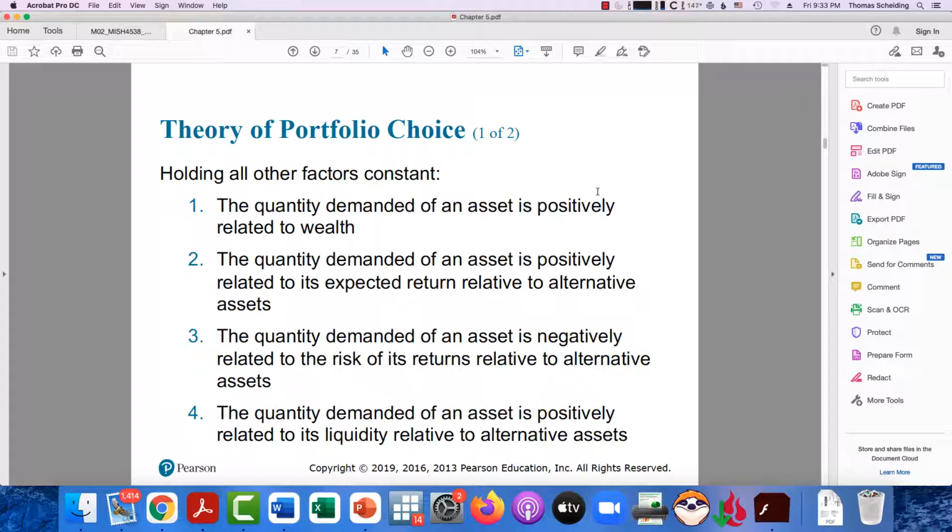What we know is that based on this theory of portfolio choice, if we look at those previous factors, individuals, as wealth goes up, the quantity demanded of the asset, so movement along that curve, the quantity demanded increases. As the expected return increases, the quantity demanded increases. As the risk increases, the quantity demanded decreases. And as liquidity increases, the quantity demanded increases.